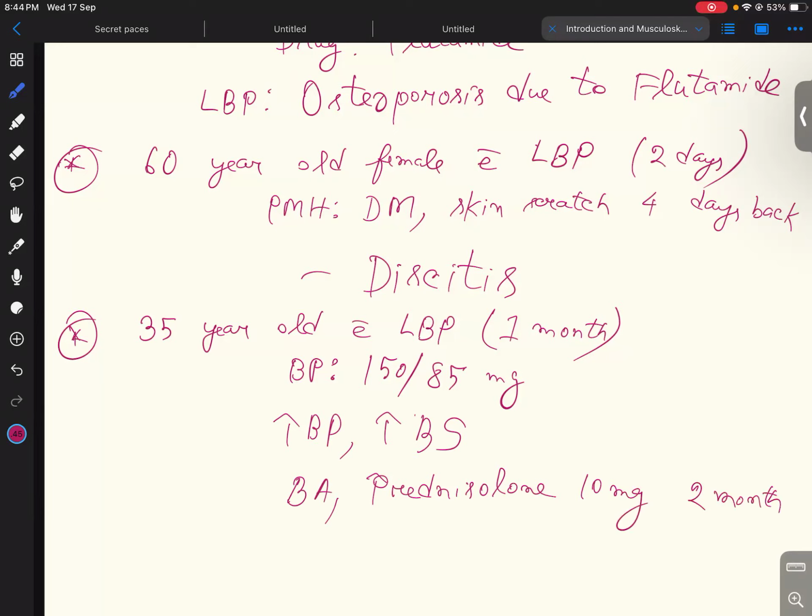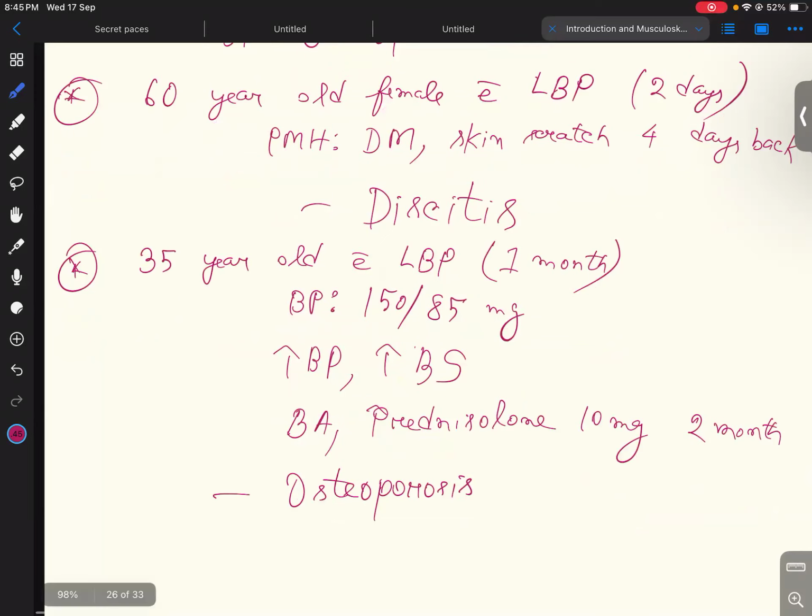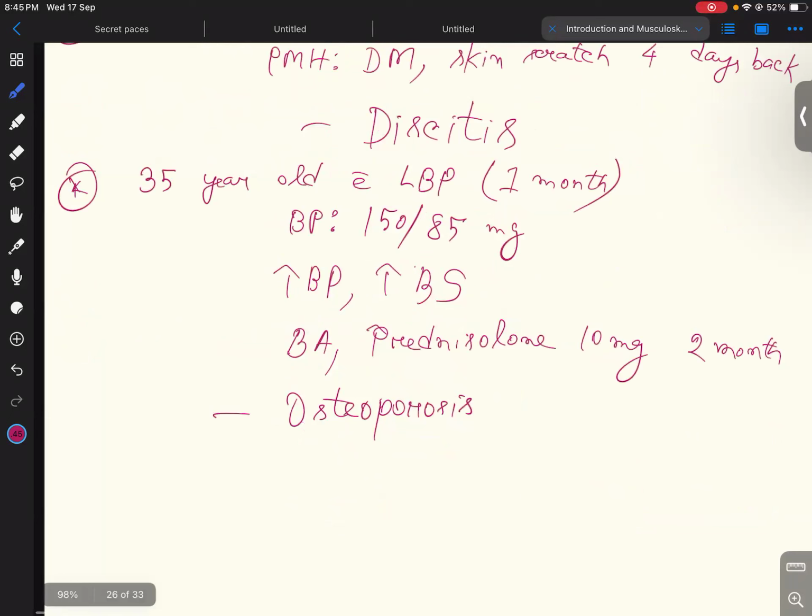So what is that? Dr. Shubhas has already answered. Can anyone tell me the reply? Osteoporosis due to iatrogenic Cushing. Yes, osteoporosis due to iatrogenic Cushing. This case has come many times. In many centers, this case has come. Recently, in the Dhaka exam, this case has also come. Is this clear?